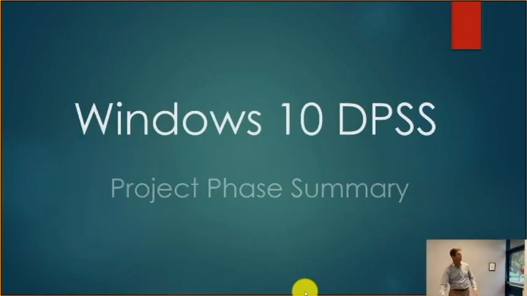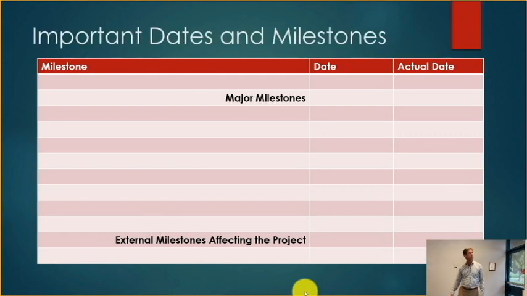Here we go. Windows 10 DPSS project phase summary. Important dates and milestones. If something's in black, that means it's parity. If it's red, that means it was behind. If it's green, that means we exceeded the schedule. Estimated deployment completion date. This is for main deployment, not laptops. You guys may remember laptop refresh was out of scope, right? We added that into the project. So that's what makes the end of the project look a little strange.